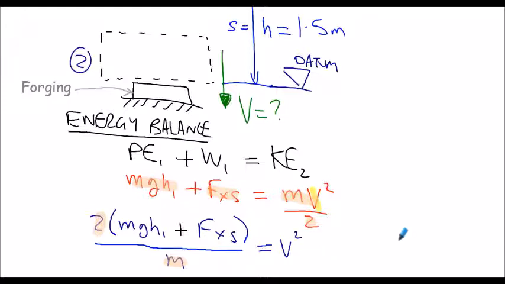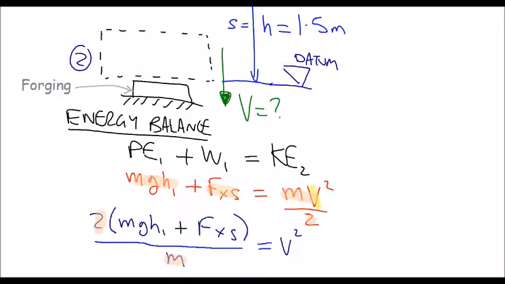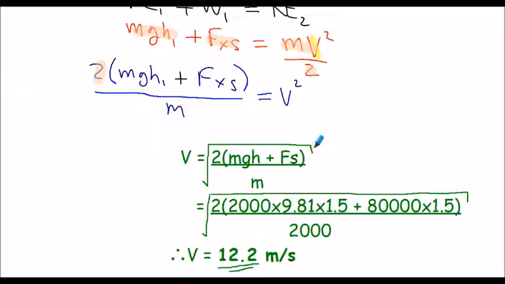That's equal to v squared. To determine the final solution, we just square root both sides. So there's our final solution for v. V is equal to the square root of 2 multiplied by, in brackets, mgh plus FS, all divided by m.